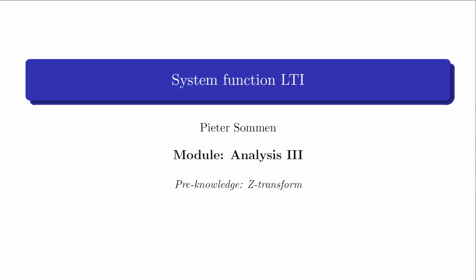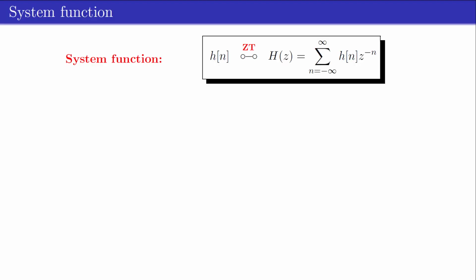Welcome to this video in which we will show how to use the Z-transform to analyze a system. The system function H(z) of an LTI system is defined as the Z-transform of the impulse response h[n]. Some important notes related to the system function are: the frequency response H(e^{jθ}) may be derived from the system function by evaluating H(z) around the unit circle.